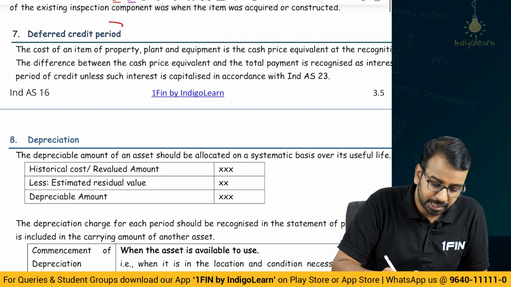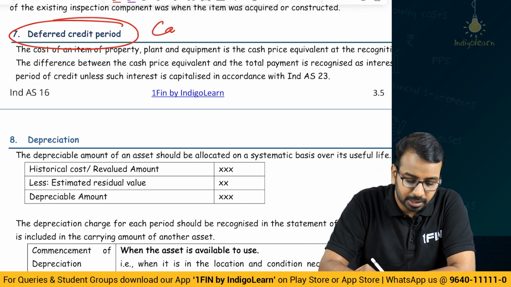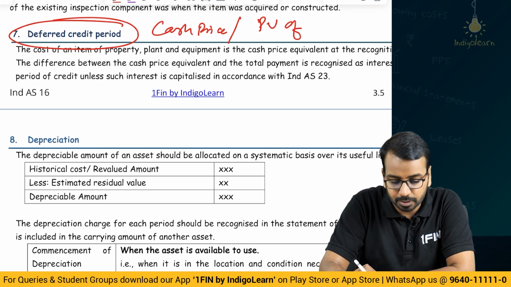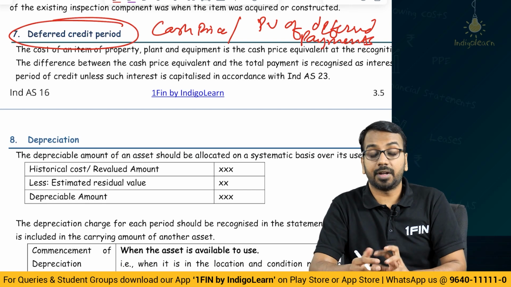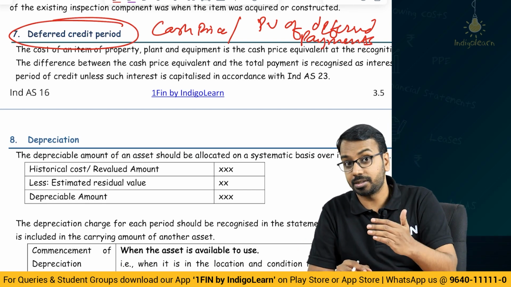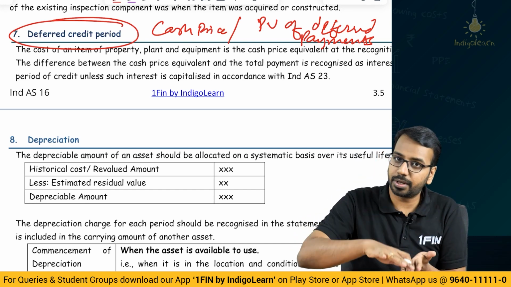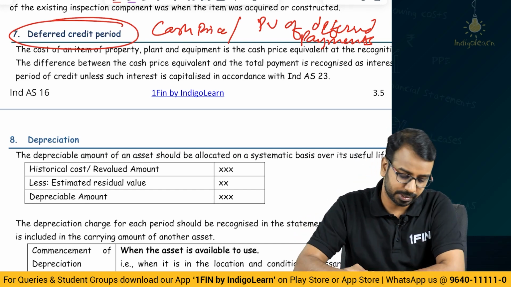Then very important, if an asset is acquired on deferred credit terms, then you will take the cash price or you will consider the present value of deferred payments. Sir, what about the difference? The difference is considered as interest expense, or it is considered as a part of your borrowing cost. And as per Ind AS 23, if it is a qualifying asset, then you will add it to the asset, otherwise you will just expense it off.